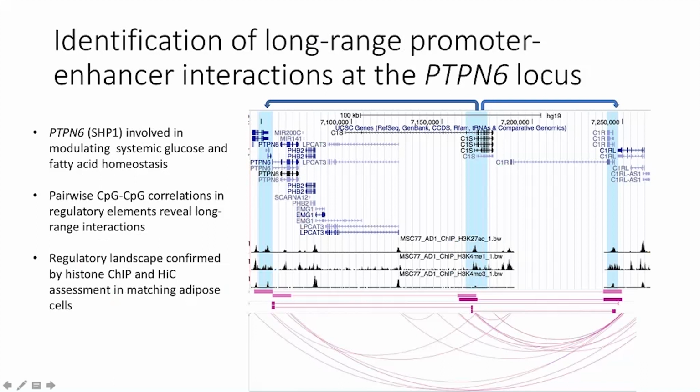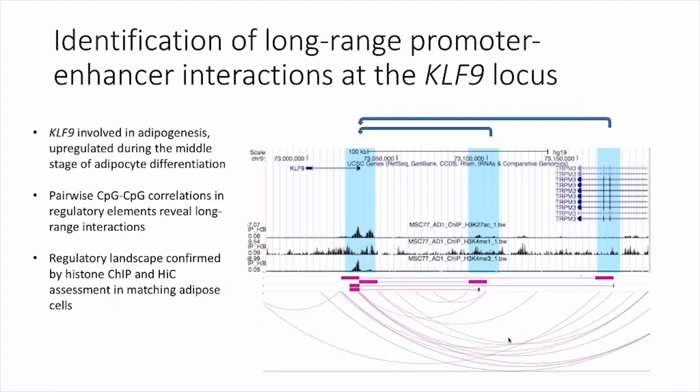Here's an example of one key regulator in adipose tissue, SHIF1, and distal loops that were initially discovered as distal methylation correlations and then verified by Hi-C in the derived adipocytes. Another example from the KLF9 locus showing similar results. So overall, we only have a few individuals now with Hi-C data in the adipose tissue, and we are expanding that to be able to have more variation between individuals and within individuals through differentiation in this system.